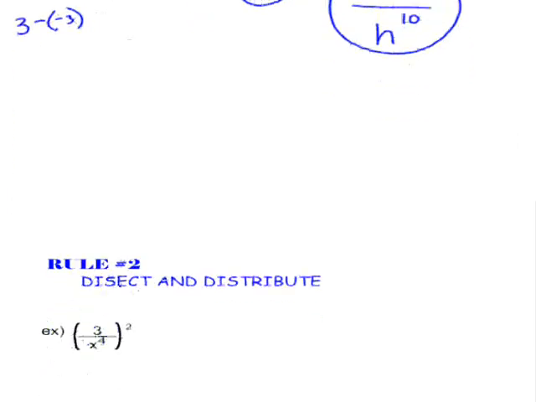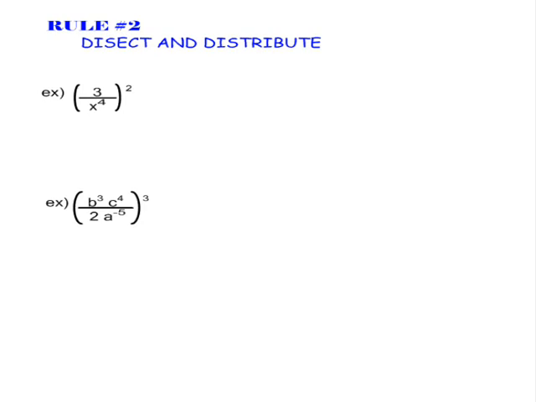The next rule I want to discuss is rule number 2. Rule number 2 is normally considered maybe an organizational rule, and this rule is to dissect and distribute. We've seen in the past power to power, so this is kind of where we're going with this. Notice that I have a fraction, 3 divided by x to the 4th, and this entire fraction is raised to the squared exponent here, this exponent of 2. So the whole fraction belongs to this exponent of 2. This is what I mean by dissect and distribute. Take each individual term that is in here and put that power on it.